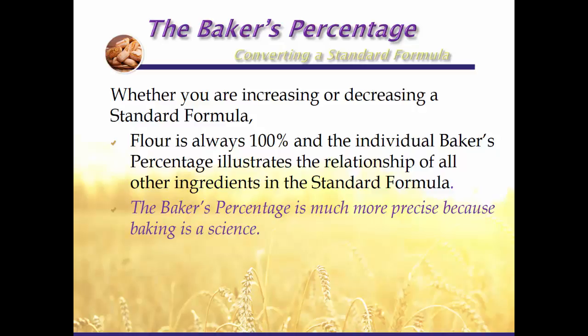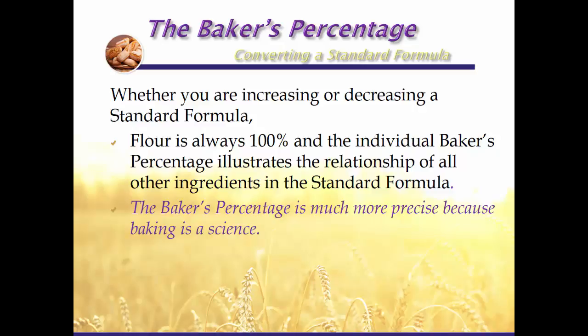So whether you are increasing or decreasing a standard formula in the baker's percentage, flour is always going to be 100%. And the individual baker's percent illustrates the relationship of all other ingredients in the standard formula. For the most part, we use wheat flour as 100%, but there are instances where you won't be using wheat flour. You might use rice flour, and in this case, we would need to change up the recipe and make it more of a recipe as opposed to a formula.